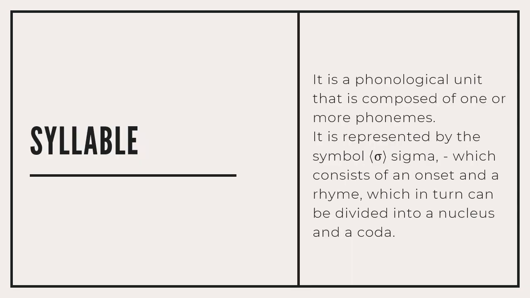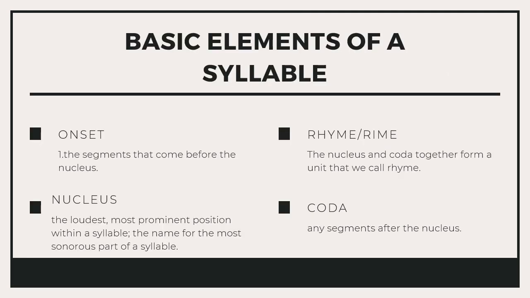Now let us begin with the definition of a syllable. So a syllable is a phonological unit that is composed of one or more phonemes. At the same time, it is represented by the symbol sigma, which consists of an onset and a rhyme, and the rhyme in turn can be divided into a nucleus and a coda. So now, what are the basic elements or the basic components of a syllable?